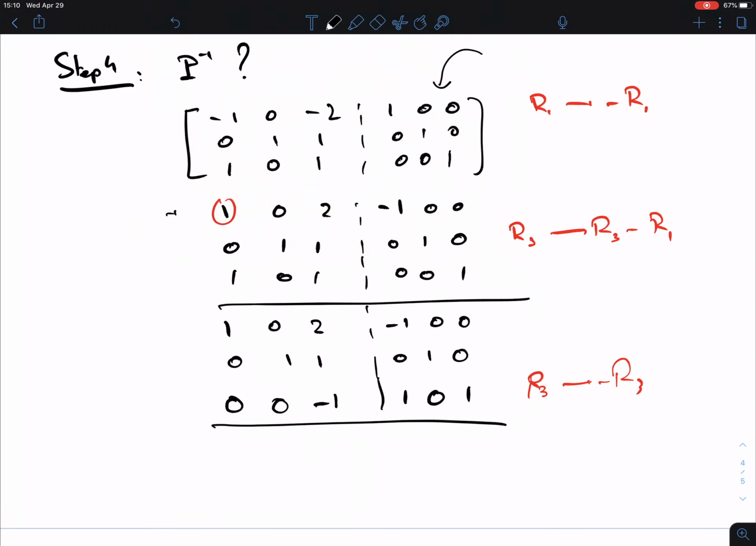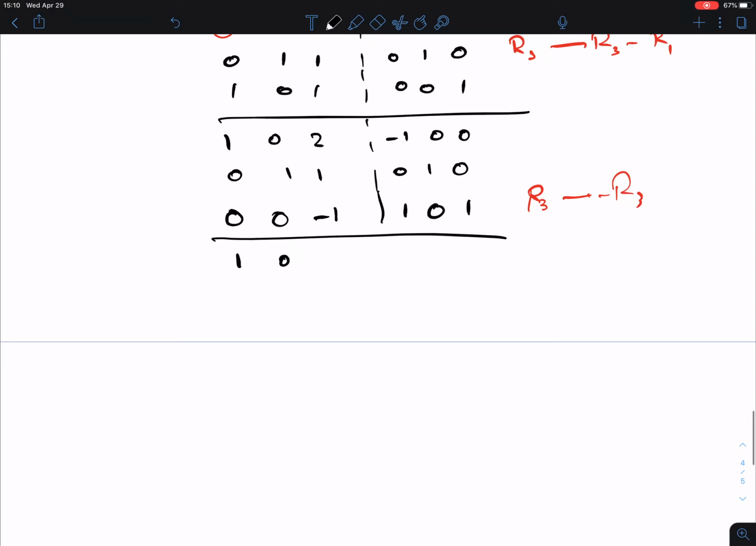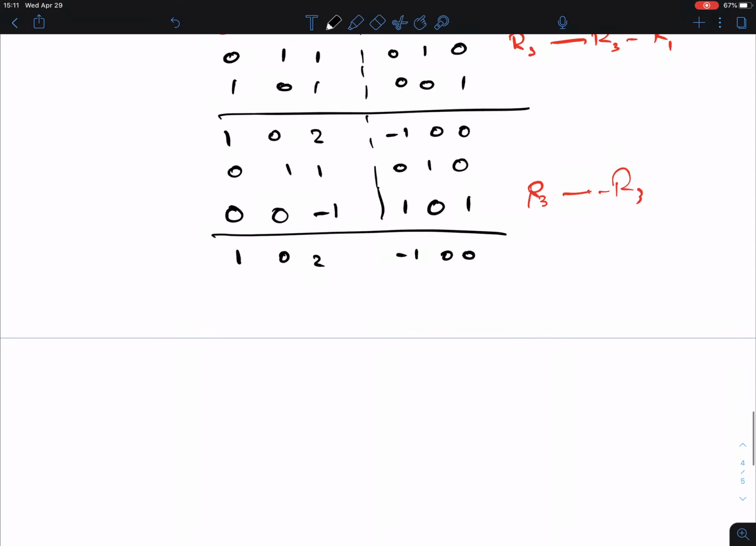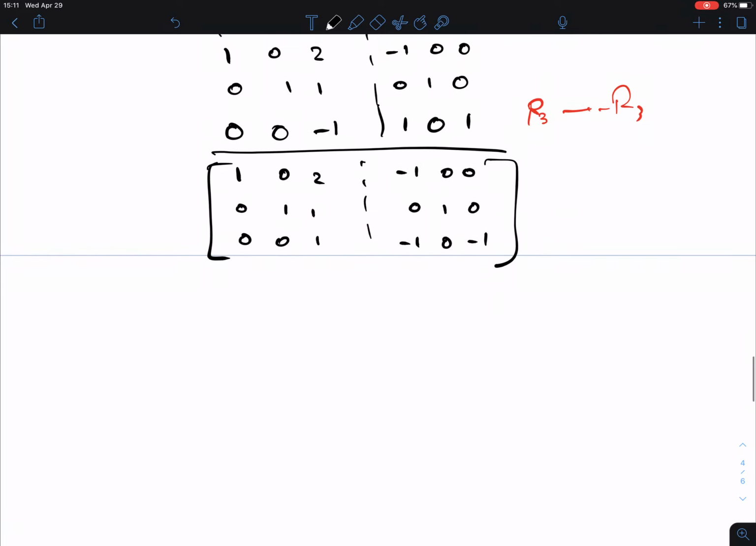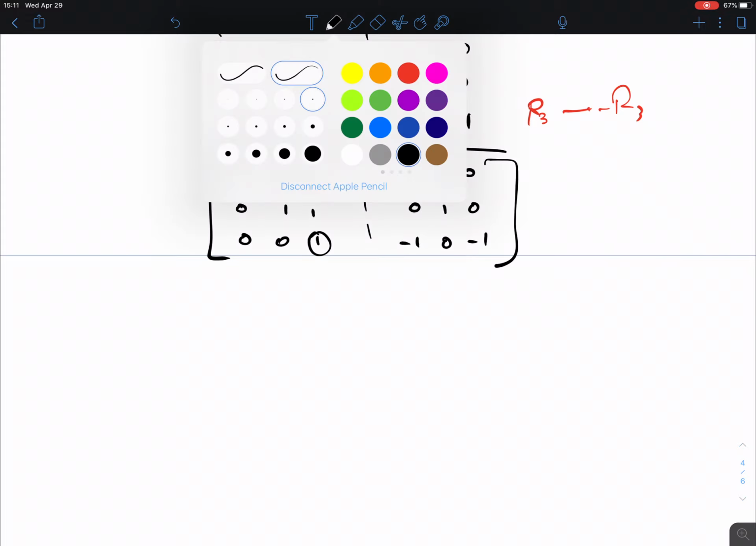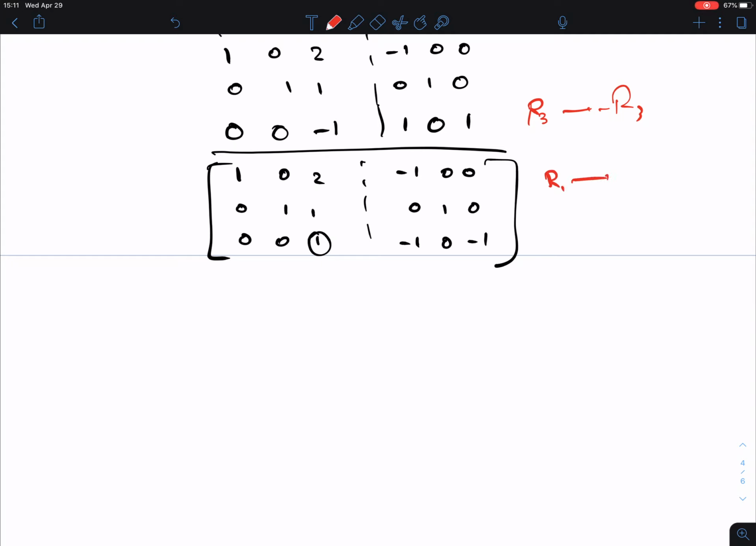Let's write it out. I don't want to make any mistakes. 1, 0, 2, minus 1, 0, 0, 0, 1, 1, 0, 1, 0, 0, 0, 1, minus 1, 0, minus 1. Okay. This is the pivot that is not in row reduced form yet, reduced echelon form, so we need to do two more row operations. Row 1 minus 2 times row 3 to get rid of this 2, and row 2 minus row 3 to get rid of this 2, all using this bottom pivot here, right? That's why we used row 3.